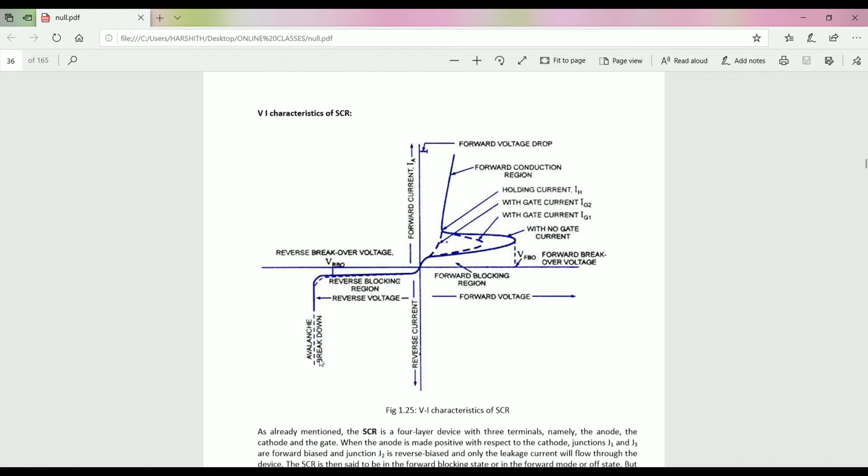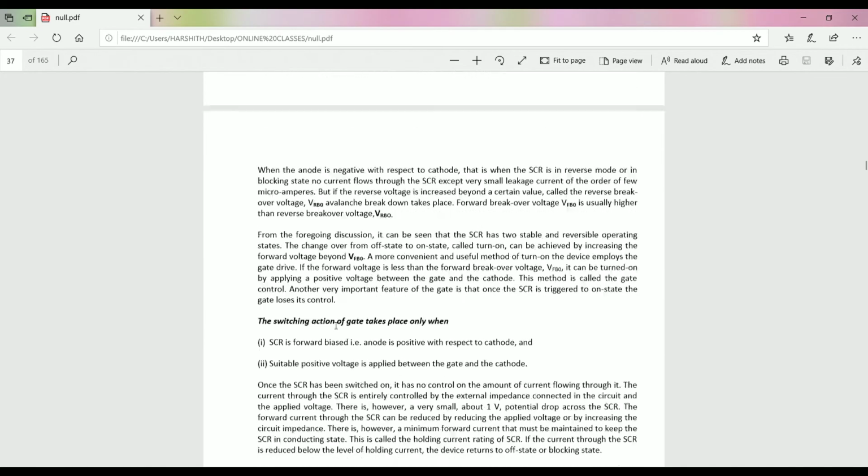Okay, the forward breakover voltage is greater than the reverse breakdown voltage. This is because the depletion layer width of J2 in the forward blocking state is more than the width of the depletion layers of J1 and J3 in the reverse blocking state. Okay, this is the VI characteristics, forward characteristics and reverse characteristics.